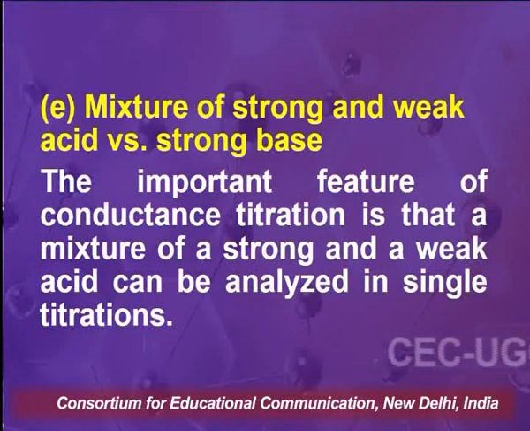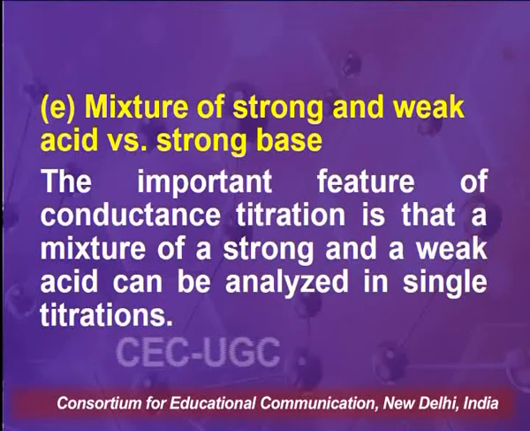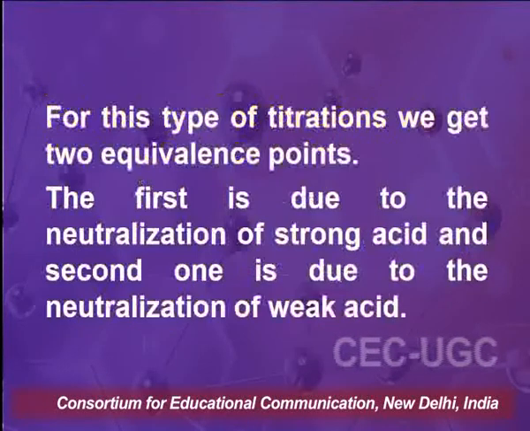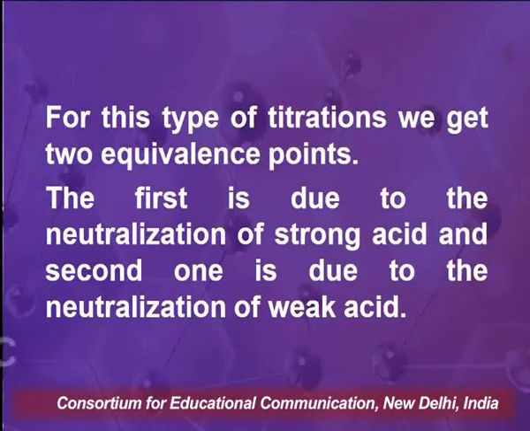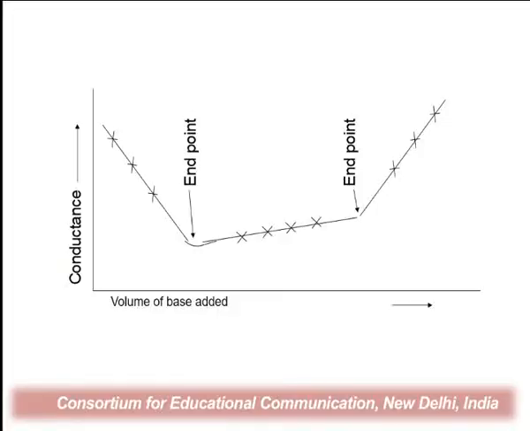The important feature of the conductance titration is that a mixture of strong and weak acid can be analyzed in a single titration. For this type of titrations, we get two equivalence points. The first is due to the neutralization of strong acid, and the second one is due to the neutralization of weak acid. The first point gives the volume of alkali used for strong acid. The difference between the second and first gives the volume of alkali used for the weak acid, and the nature of the curve can be seen from the figure. We have first end point and then second end point.